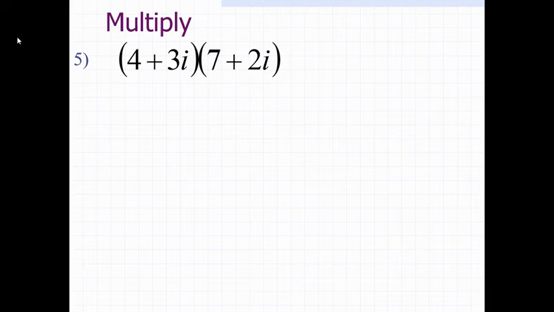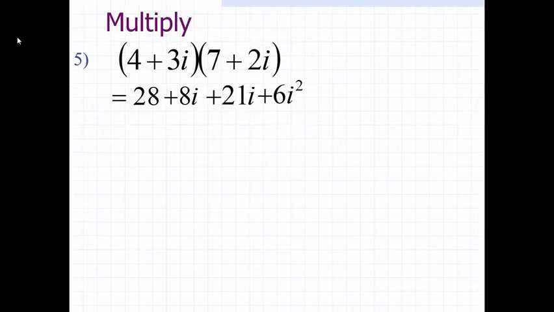Now we're going to multiply these together, and this is why you had to review your FOILing. Okay? So when we FOIL our first ones, we get 4 times 7 is 28. When we FOIL the 4 times 2i, we get 8i. Then we're going to FOIL the 3i times 7 for 21i. Then we're going to FOIL the 3i times 2i for 6i squared.